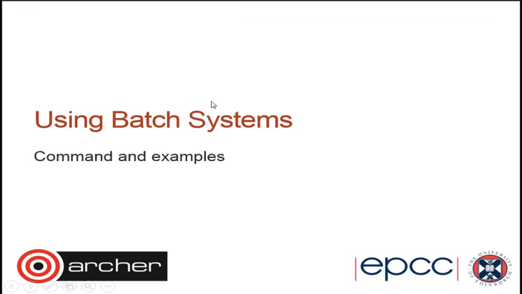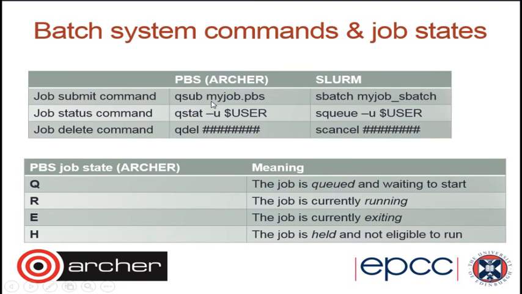Okay, so let's look at some examples of using batch systems, a bit more concrete. So I already gave some examples of commands. For Archer, the batch system is called PBS, which stands for Portable Batch Scheduler. And there the command for job submitting is qsub, then some job script. The job script, as you've already seen, contains both things that I mentioned: A, the resource specifications for the scheduler; B, all the stuff that you want your job to actually do.